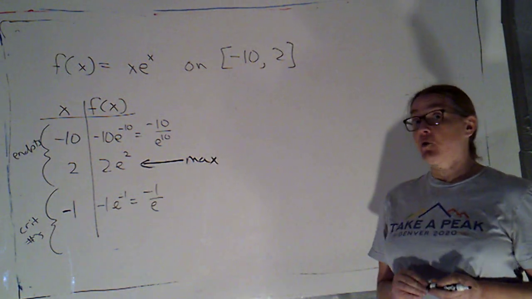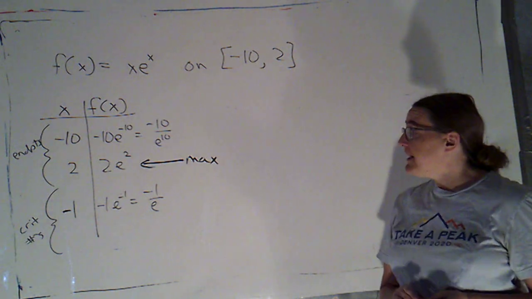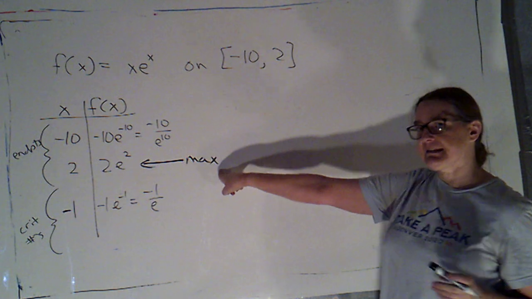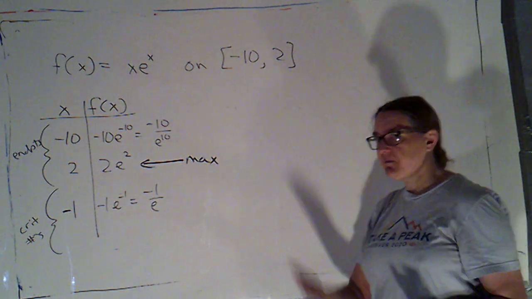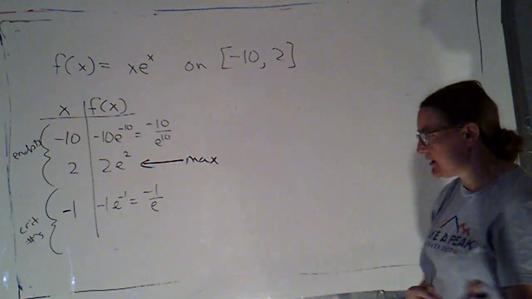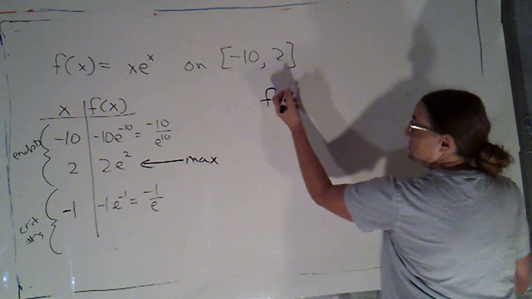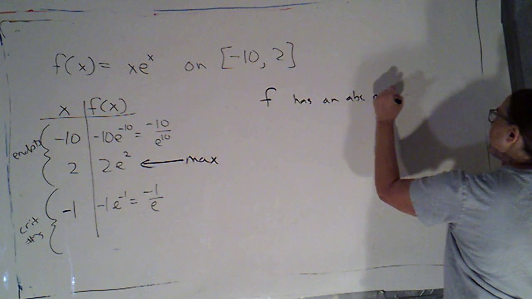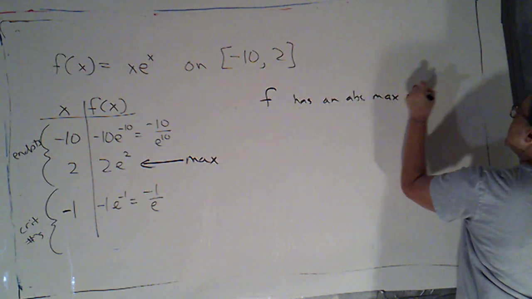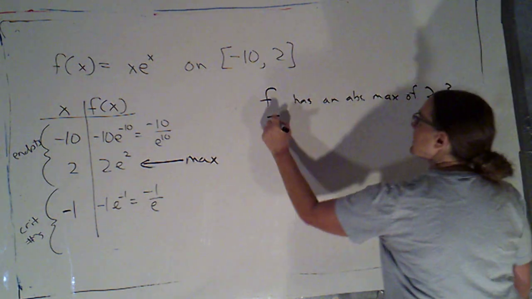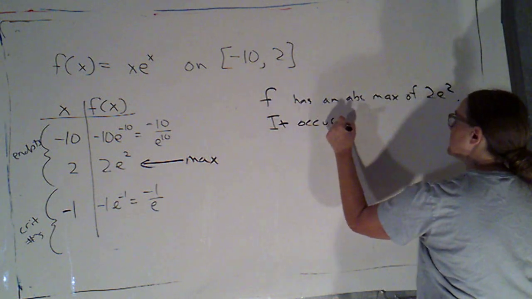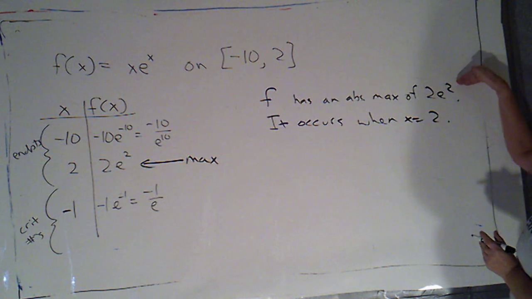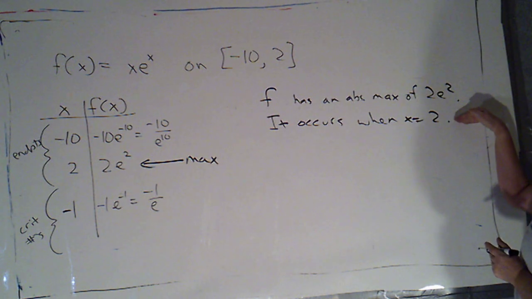Usually, though, the way I phrase the question is the way I phrased it here. Find me the location and value. Okay. So just writing that isn't sufficient. I want you to distinguish between what's the value and where does it occur. So I would write out in words, f has an absolute max of 2e squared. It occurs when x equals 2. So that's the value, that's the location.